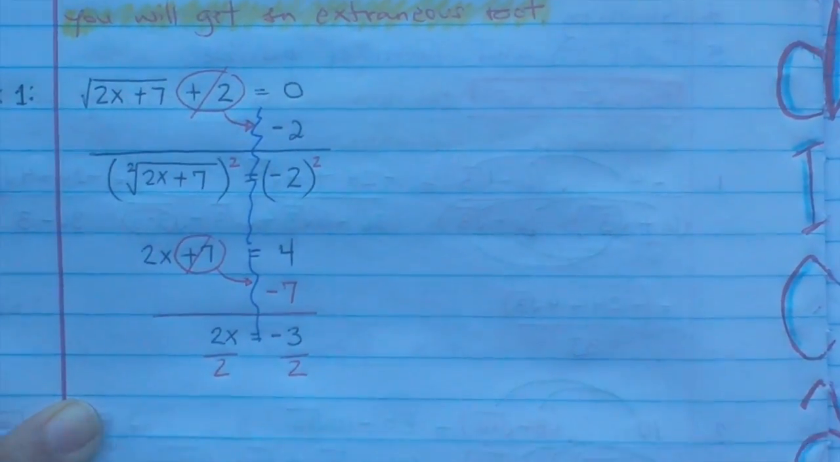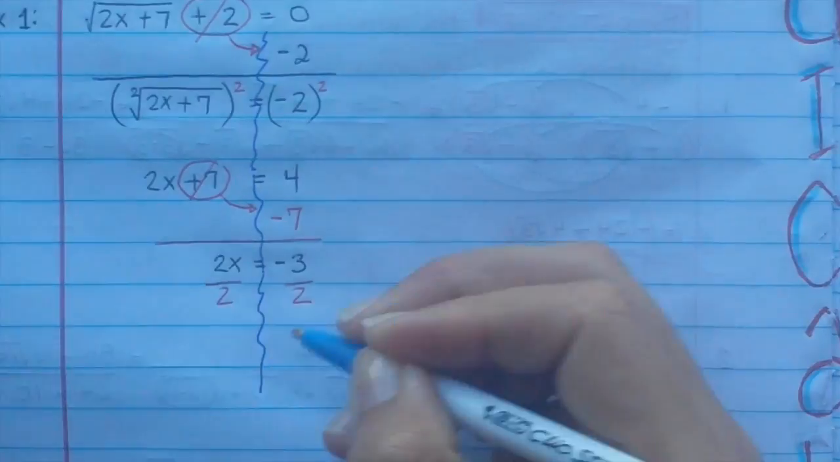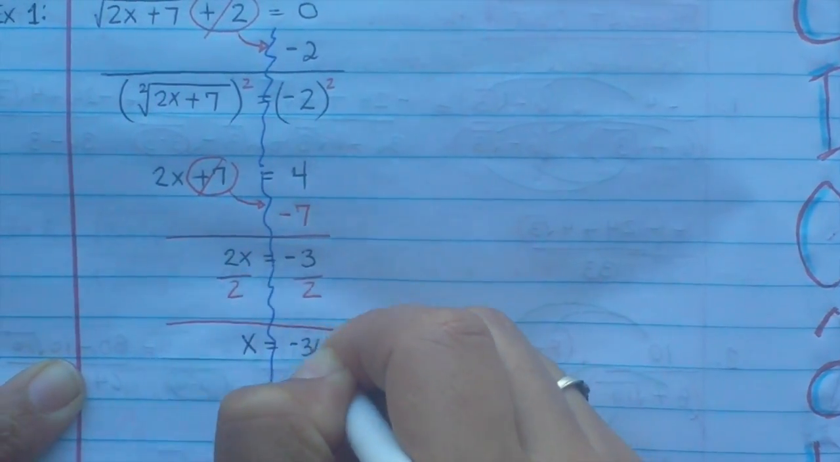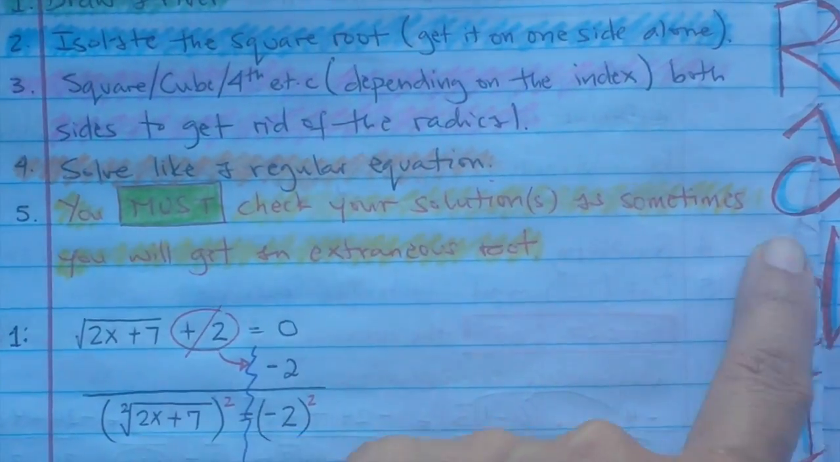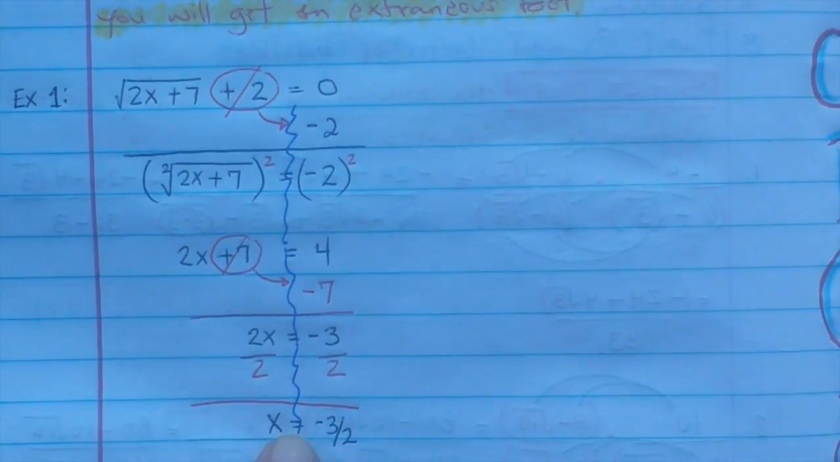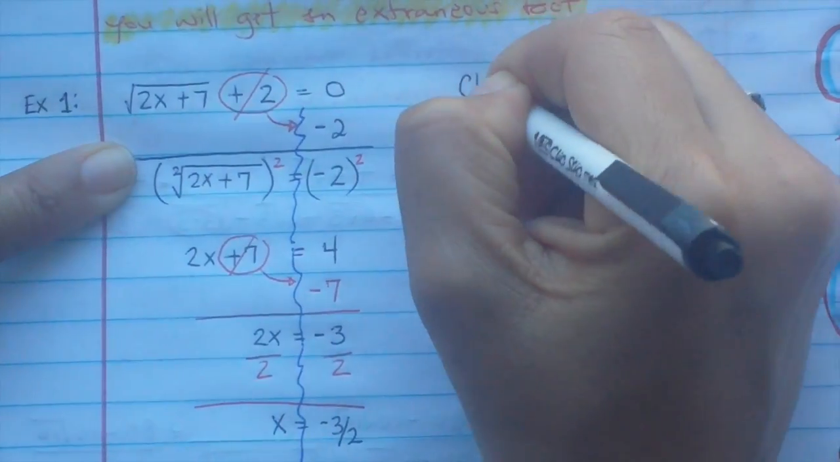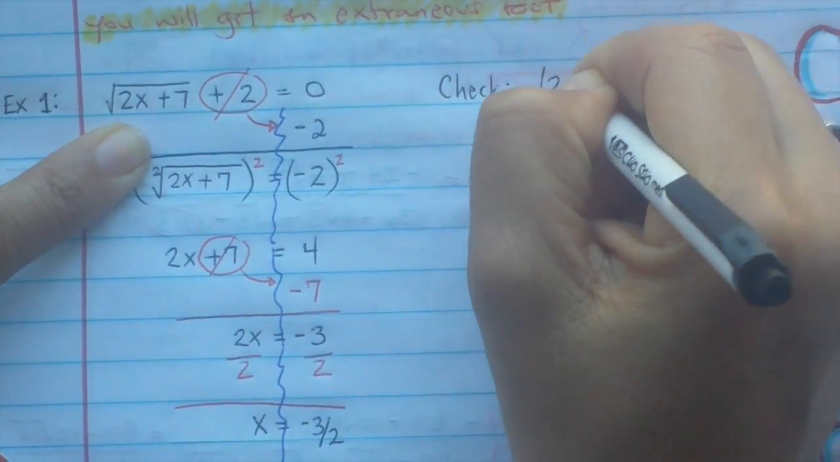Now the very important step in this one is, this is not necessarily a solution. You actually have to check it to make sure. So you must check your solution, and sometimes you get an extraneous root. So what we're going to do is plug it back in, and you must do this. There's just no way for you to know otherwise.